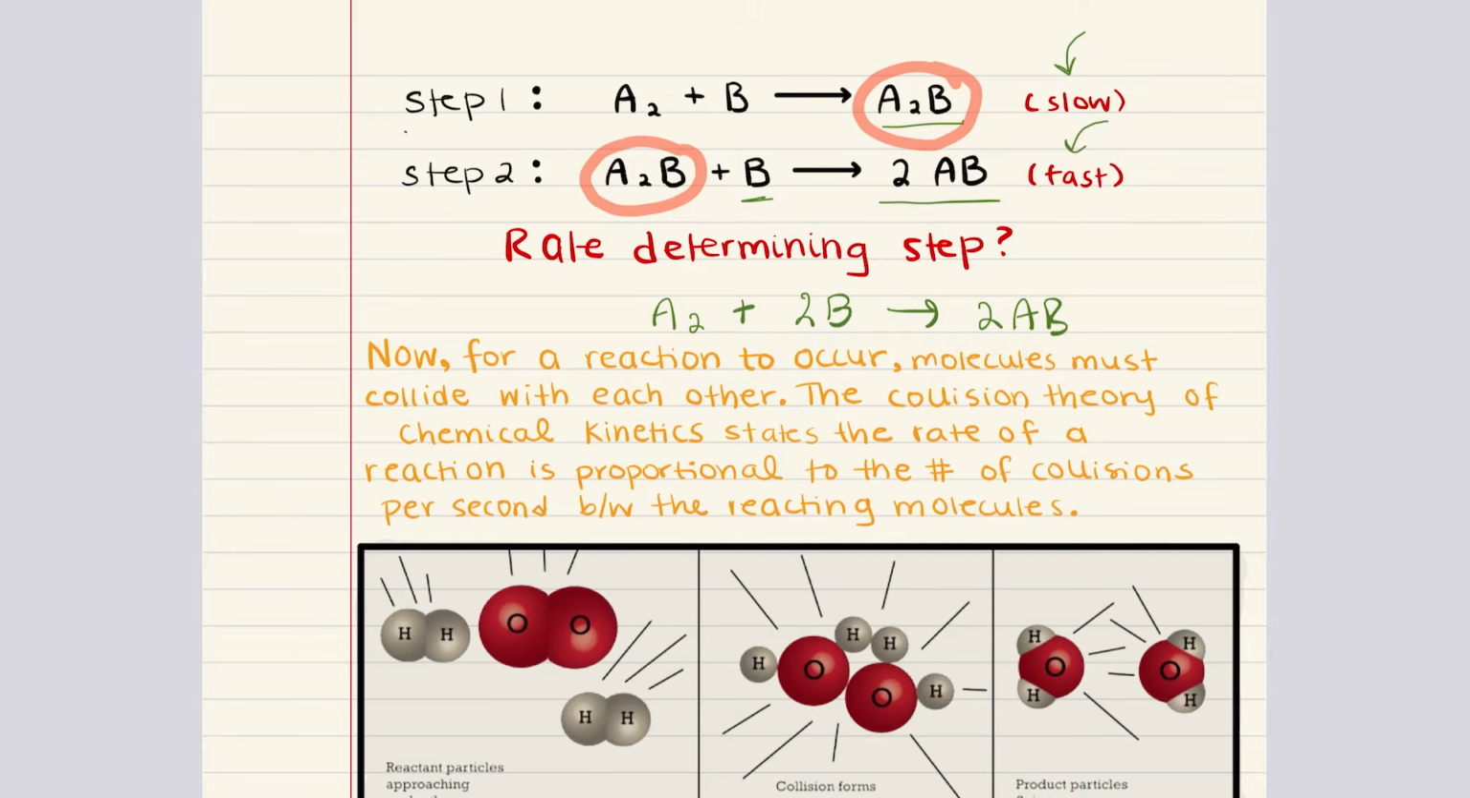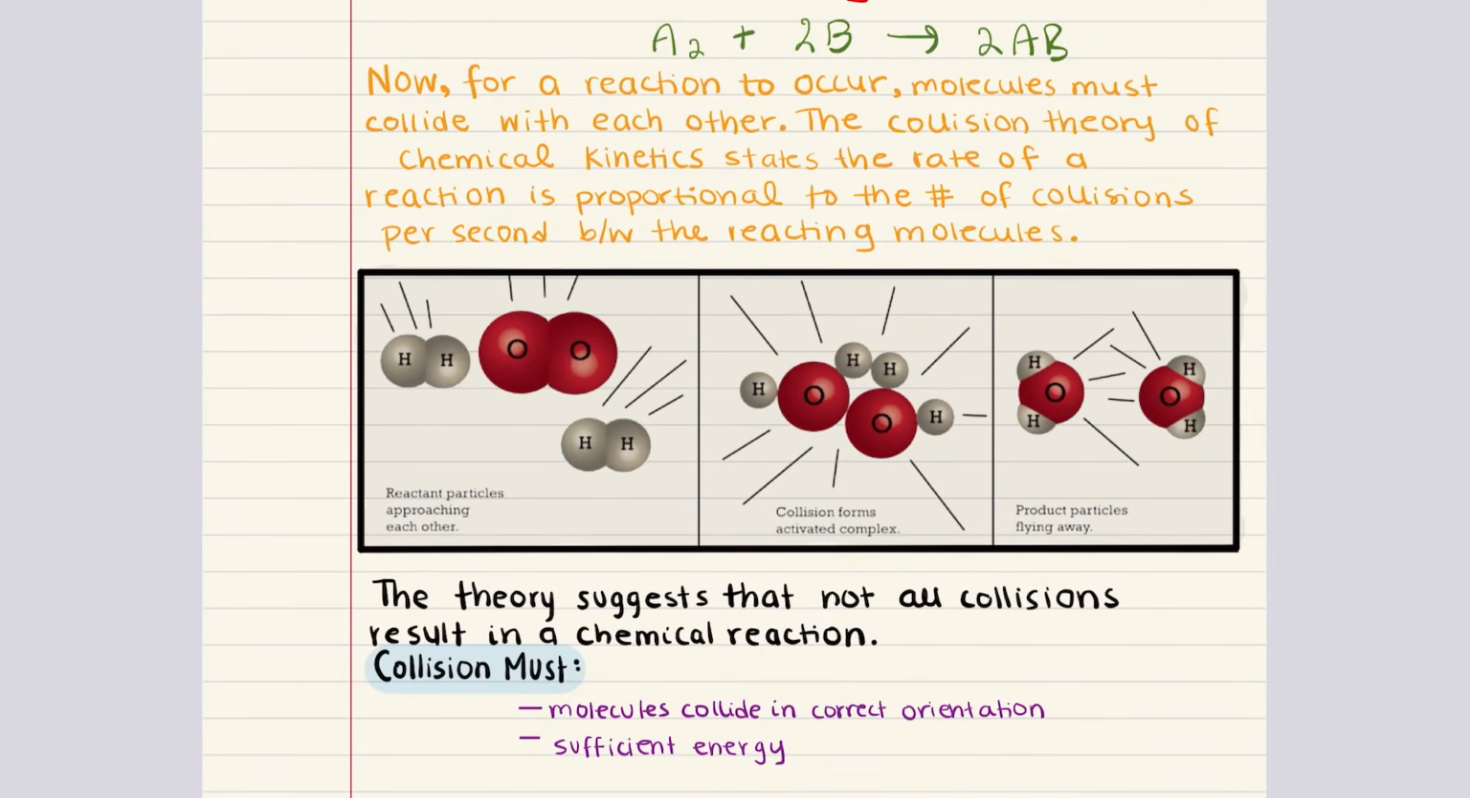And there are various theories that explain these atomic level events. One crucial theory is the collision theory of chemical kinetics. For a reaction to occur, molecules must collide with each other. The collision theory states that the rate of a reaction is proportional to the number of collisions per second between the reacting molecules. However, not all collisions result in a chemical reaction.